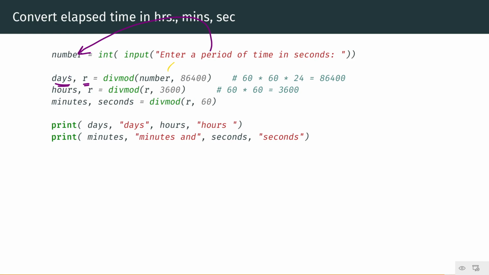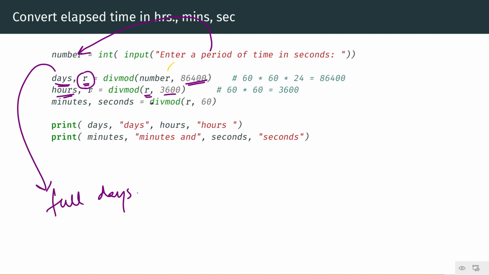The quotient is the number of full days, right? And the remainder is the number of seconds which you cannot convert to days, because it's less than 86,400. And once you get that, you update it. You divmod it by 3600, and that will give you the number of hours in that time period and the remaining. And for the remaining, you just take the minutes and the seconds, right? And then you print it like so.